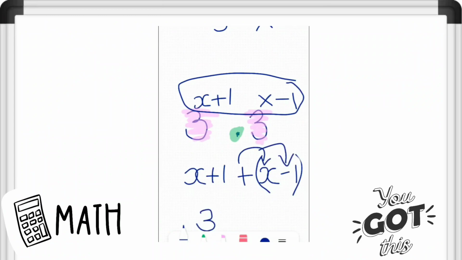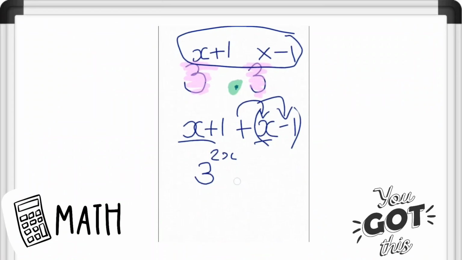So for my final answer here, I have to keep my 3 because it's not an equation. If there was an equal sign, I could leave the bases out. But in this case, because there's no equal sign, I have to keep the base there. So x plus x gives me 2x, and the 1 minus 1 is 0. So my final answer is just 3 to the power of 2x.